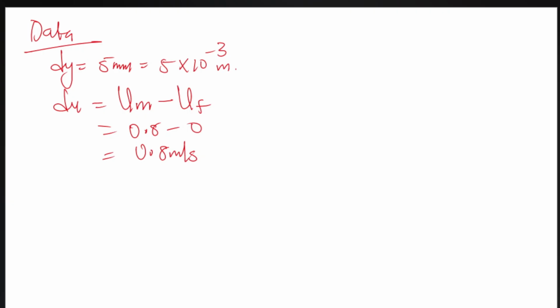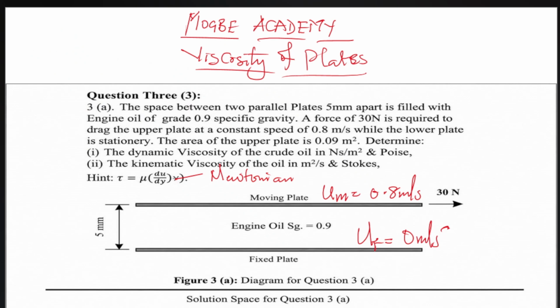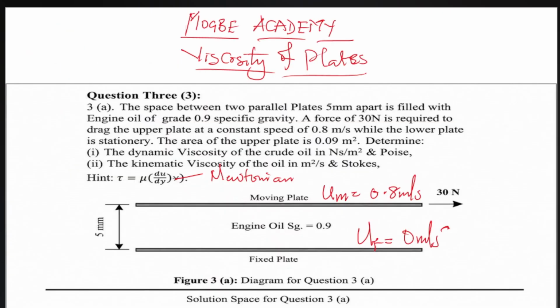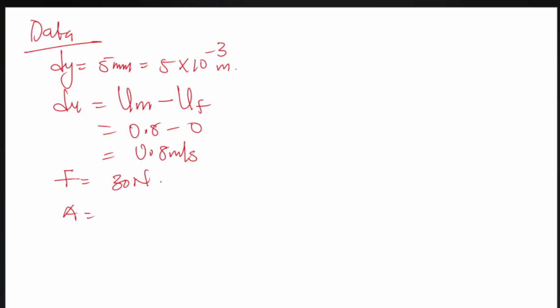Now, what's the next thing you have to consider? From your question, you were given force, and the force is 30 Newton. So you impute your force into your equation: force of 30 Newton. Now, what is the next thing you are also given? From your question, you are also given that the area of the upper plate, which is A, is 0.09 meter square.